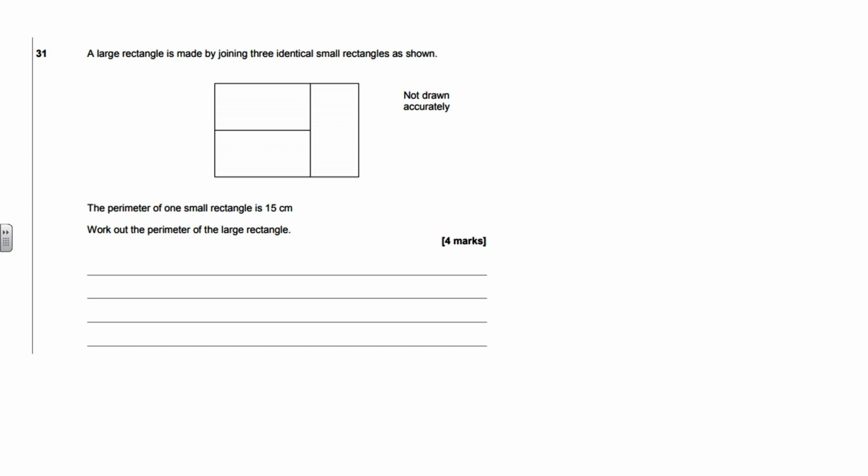Question 31. A large rectangle is made by joining 3 identical small rectangles as shown. The perimeter of one small rectangle is 15. Work out the perimeter of the large rectangle. Now, I can't just take 15 and multiply it by 3 because we can see that there's a length and 2 widths that are being taken out of the perimeter of the 3 rectangles when they're put together. So it's not as simple as just tripling the perimeter of the rectangle.